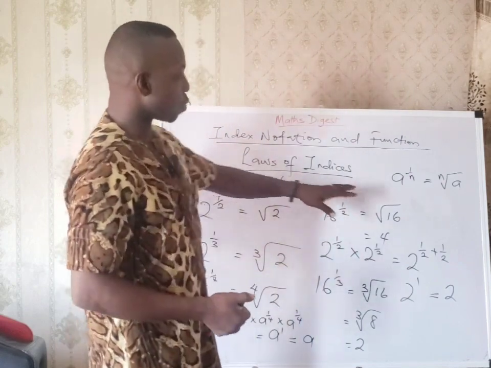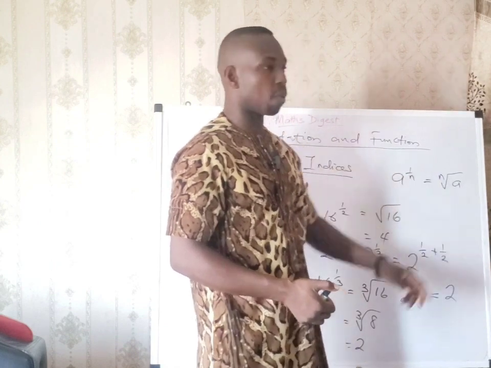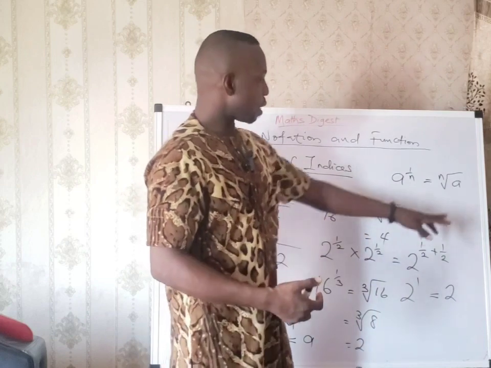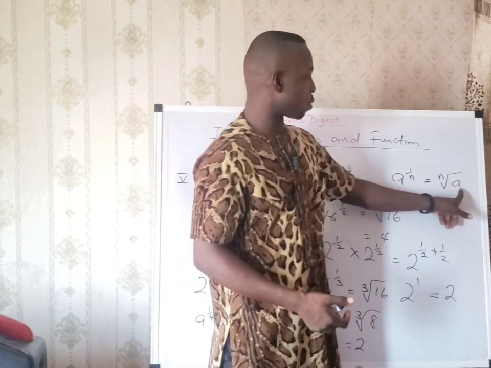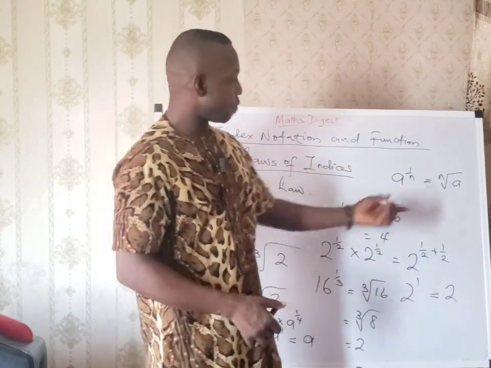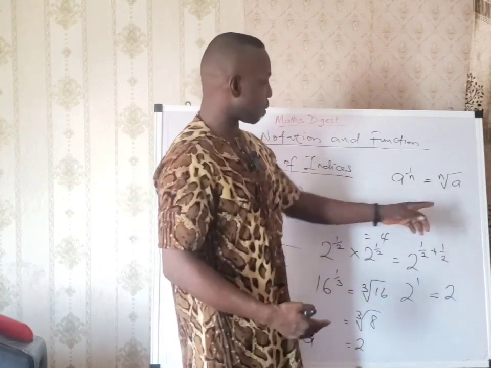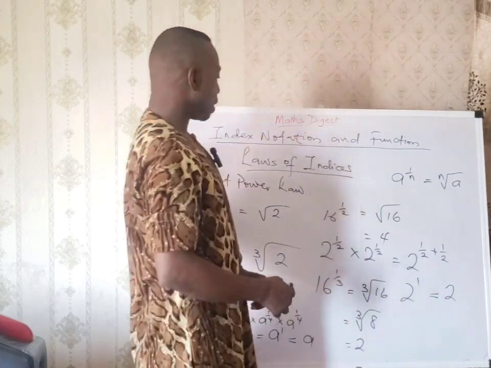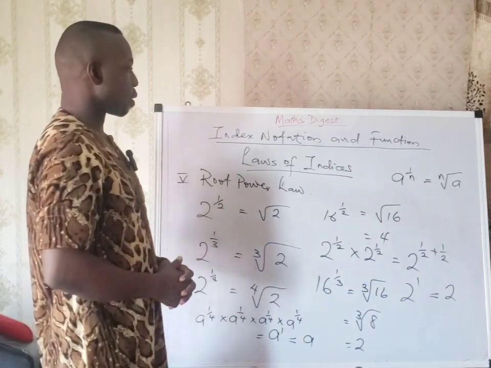When you consider this number, you check what will be multiplied into that number. If it's 4, you look for a number that when you multiply it into 4 different places, it will give you a. That will come out as the number. If it's 3, you consider a number that when you multiply it into 3 different places, it will give you a. That will be the number. So with this, I believe you understand what we mean by root power law.